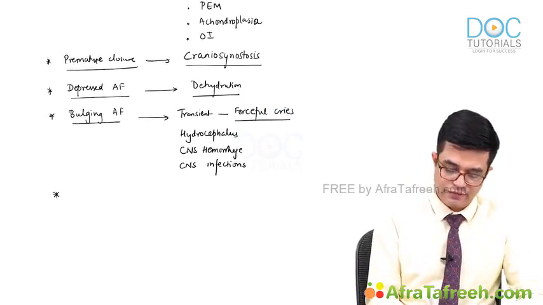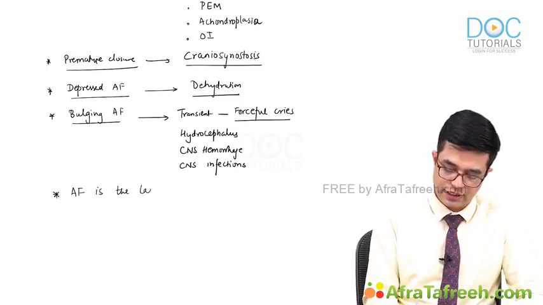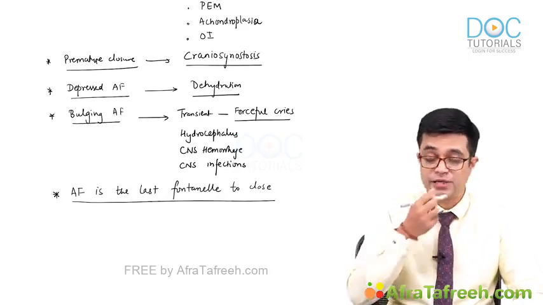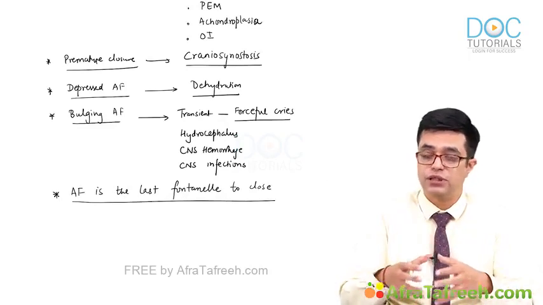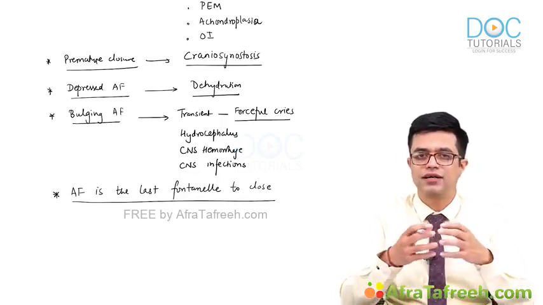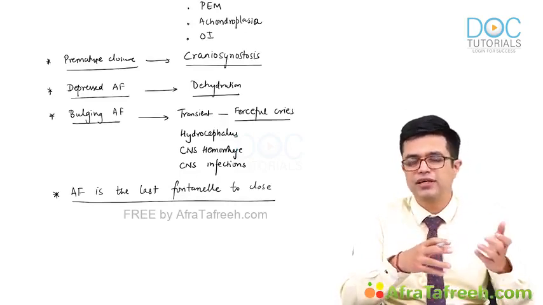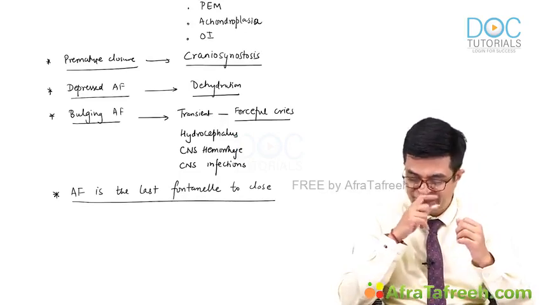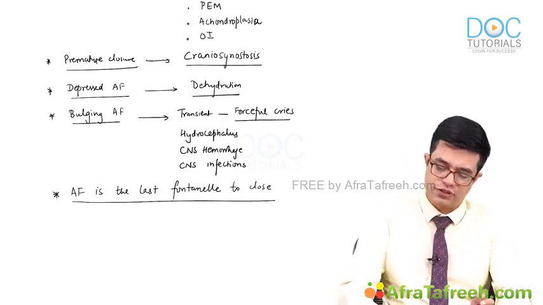Finally, the anterior fontanelle is the last fontanelle among all fontanelles to close. There are 6 to 8 fontanelles which are present in a child at birth. However, only 2 of them are clinically palpable. The rest are detectable only on antenatal ultrasound or when you do CT and MRI. So the anterior fontanelle is the last one among all to close. This is your MCQ point.